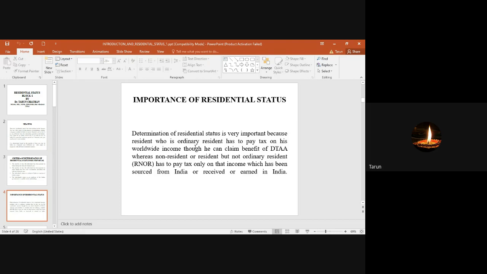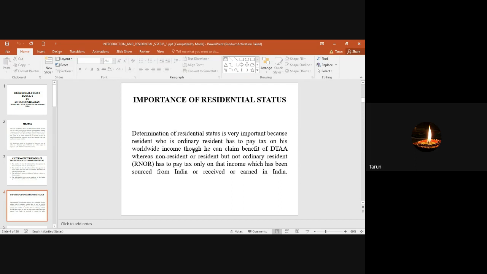Whereas a non-resident or a resident but not ordinary resident has to pay tax only on that income which has been sourced from India, which has been earned and received in India. That is also liable to pay a tax, right? So these are the two categories. The person who is resident and also an ordinary resident has to pay a tax. A person who is resident but not ordinary resident or non-resident also pays a tax if their income is earned and received in India only.